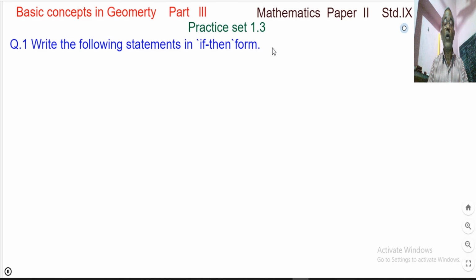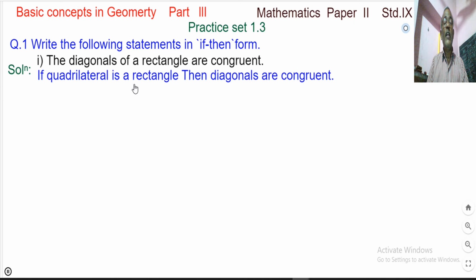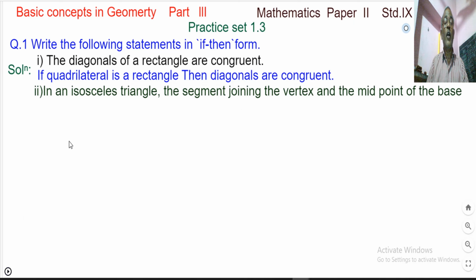Practice set 1.3. First question, write the following statements in if-then form. Sub-question first, the diagonals of a rectangle are congruent. Solution, if quadrilateral is a rectangle, then diagonals are congruent. Here, quadrilateral is a rectangle, this part is antecedent and diagonals are congruent, this part is consequent.